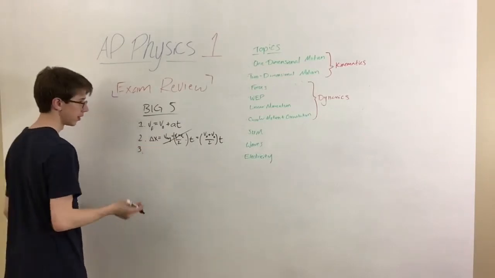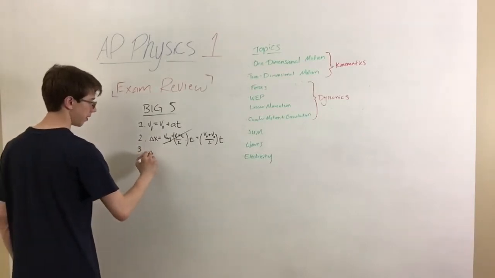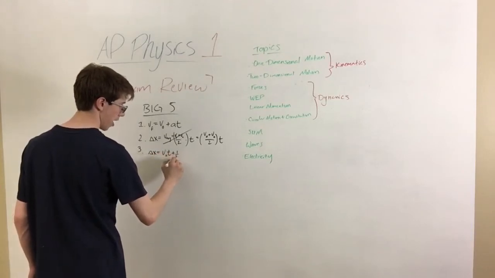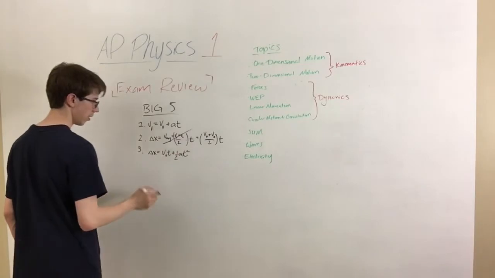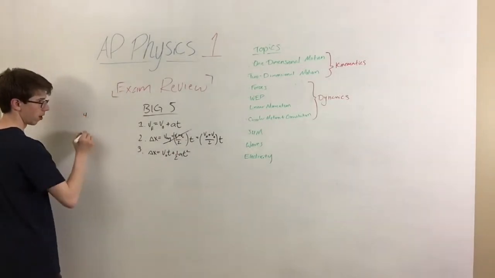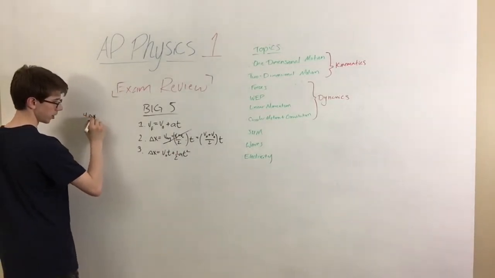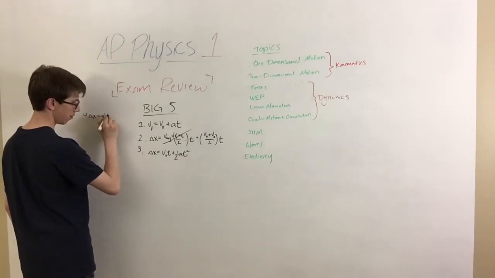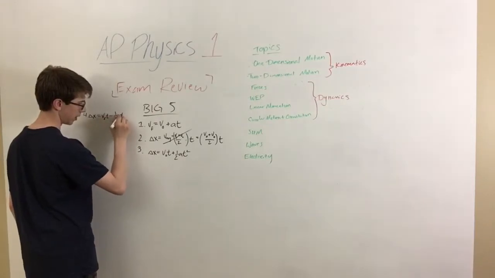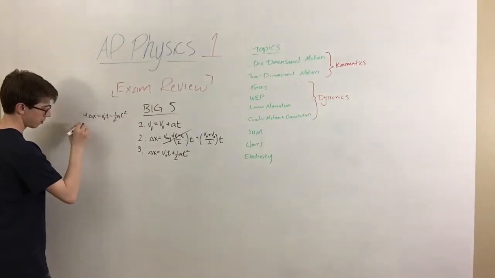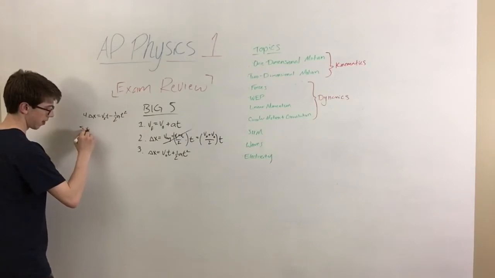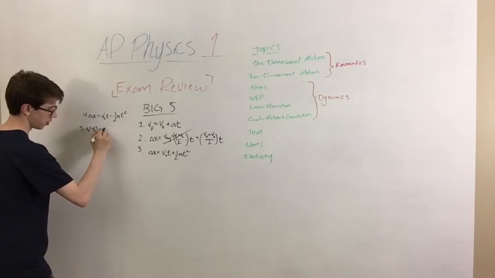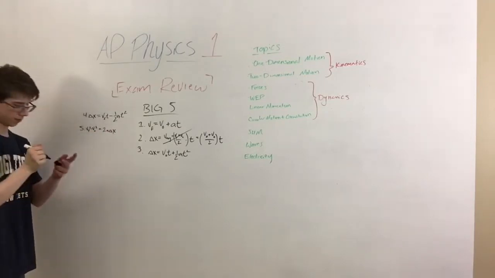3 is going to be delta x is equal to v initial t plus 1/2 a t squared. 4, delta x is equal to v final t minus 1/2 a t squared. And the last one is v final squared minus v initial squared is equal to 2a delta x.